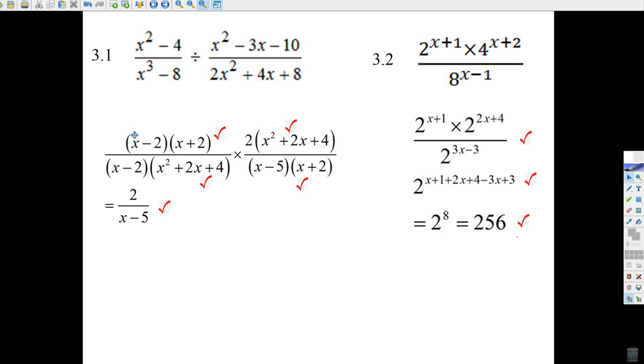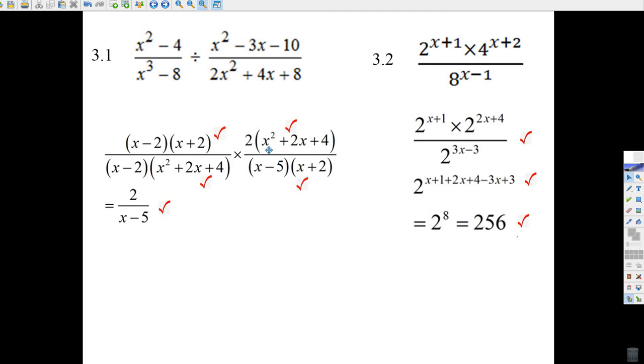Let's look at this. x squared minus 4. Well, that's x minus 2 times x plus 2, a difference of squares. You do FOIL on that, you get that. This one here, x squared minus 3x minus 10. Well, that's x minus 5 times x plus 2. Minus 5 times plus 2 gives you the minus 10. Minus 5x plus 2x gives you that minus 3x.